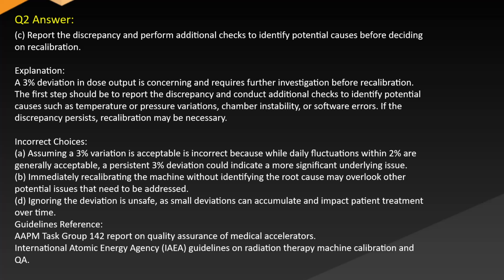Incorrect choices. A. Assuming the 3% variation is acceptable is incorrect, because while daily fluctuations within 2% are generally acceptable, a persistent 3% deviation could indicate a more significant underlying issue. B. Immediately recalibrating the machine without identifying the root cause may overlook other potential issues that need to be addressed. D. Ignoring the deviation is unsafe, as small deviations can accumulate and impact patient treatment over time.